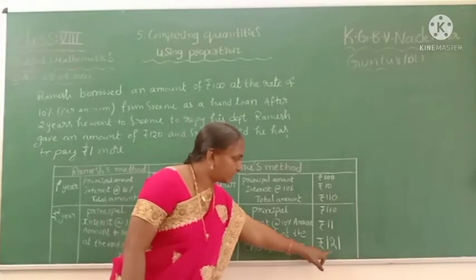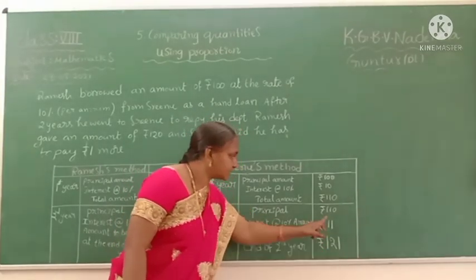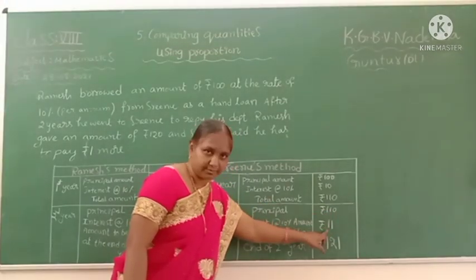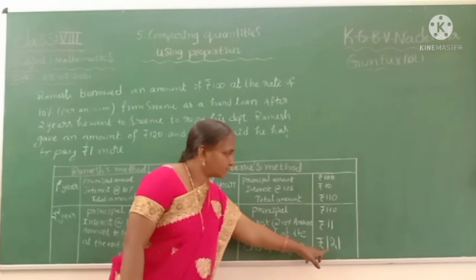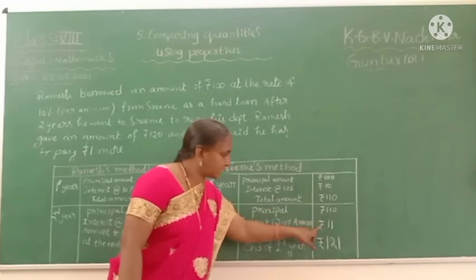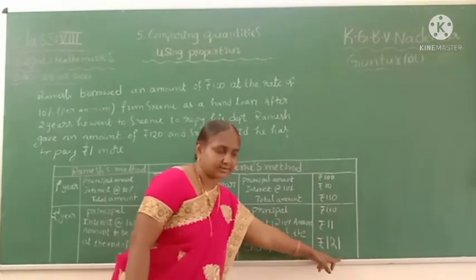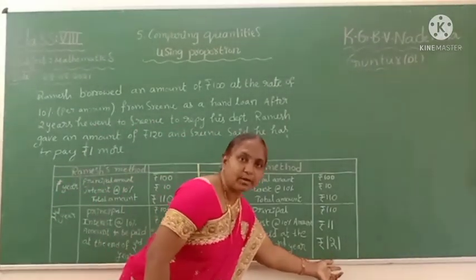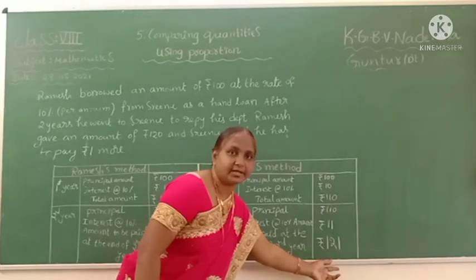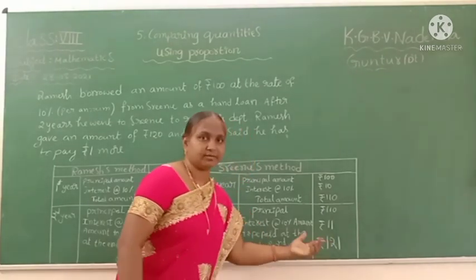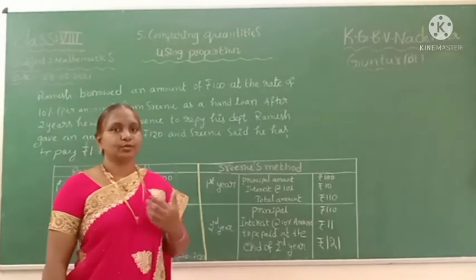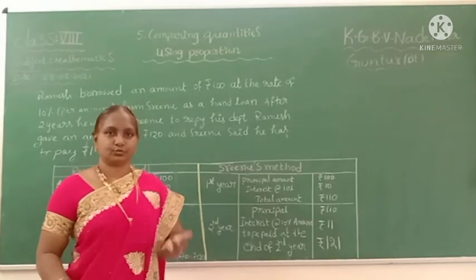Next, interest at the rate of 10%, the amount to be paid at the end of the second year is 121 rupees. That means 10% of 110 rupees is equal to 11 rupees. Total amount, principal plus interest, we get 121 rupees. Here he gets 120 rupees, here he gets 121 rupees, 1 rupee more. That's why Srinu asked Ramesh to pay 1 rupee more to him.